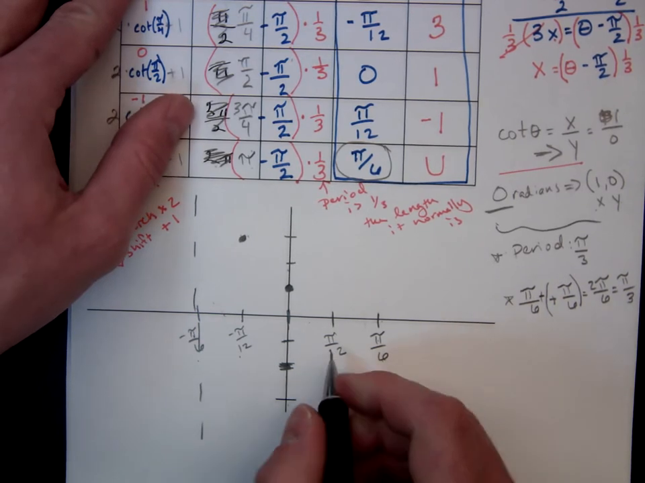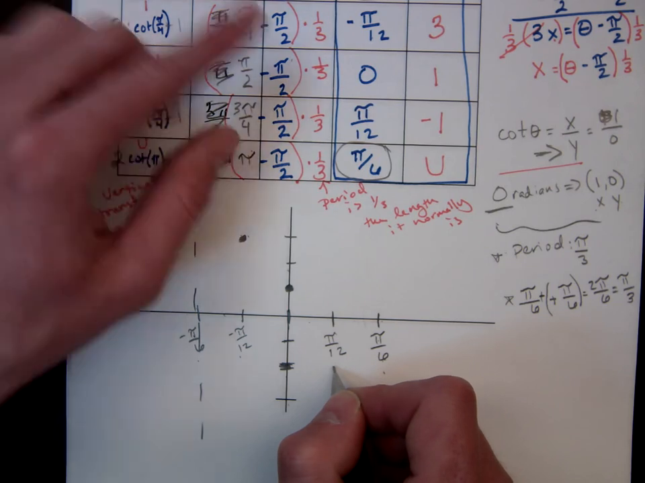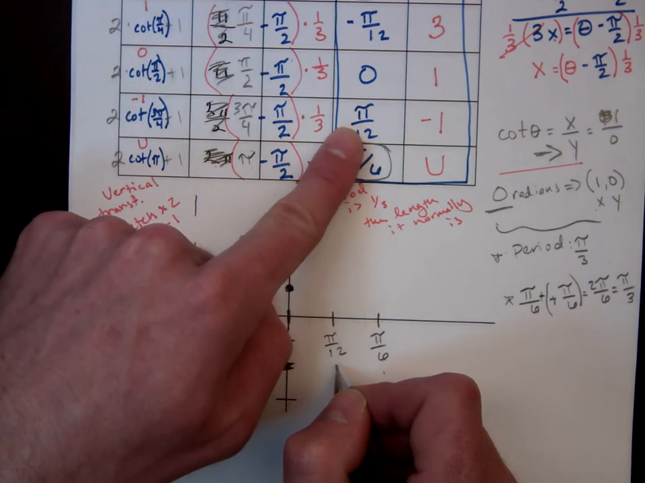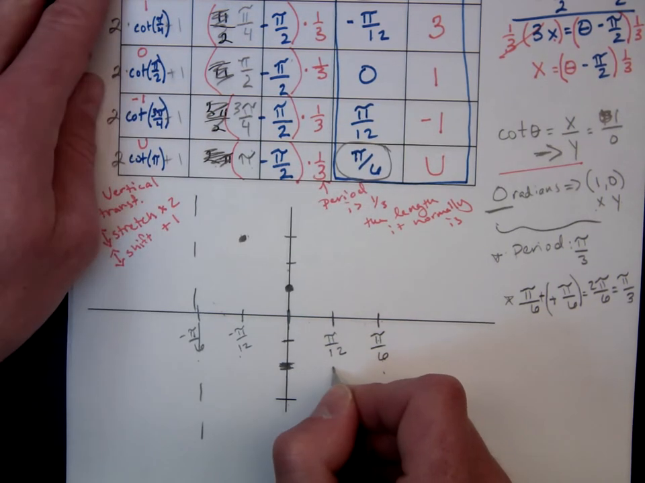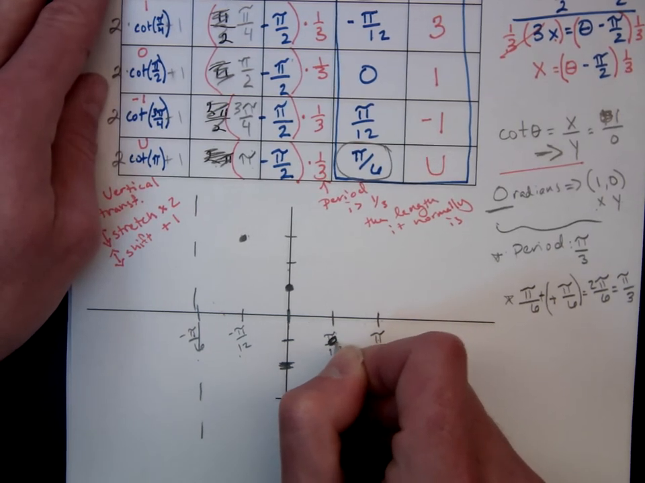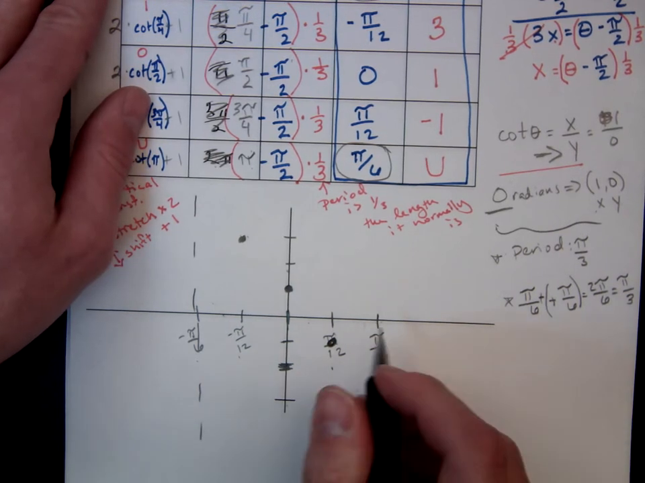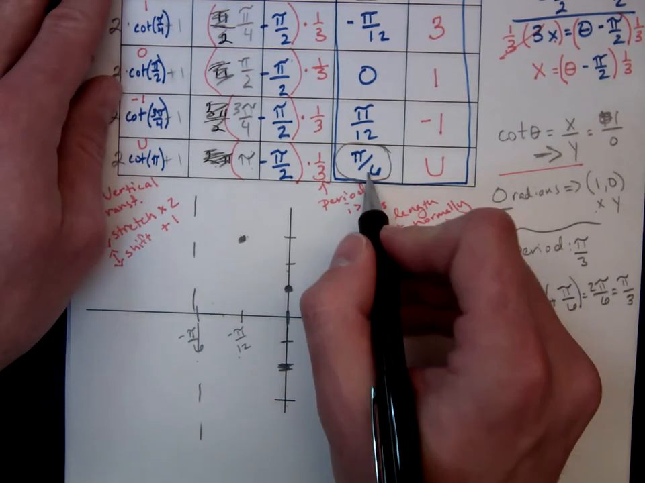Then we're going to be at, oop, did I do that right? Yeah, I'm sorry. So this one here will be at negative 1. So it would just be right here. And then the very last point, pi over 6, is going to be undefined.